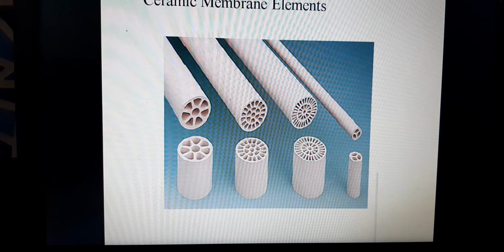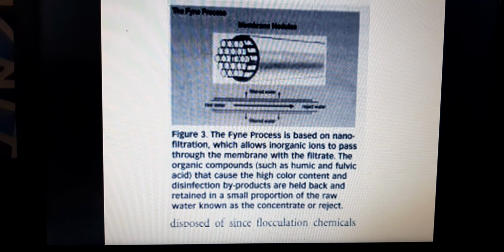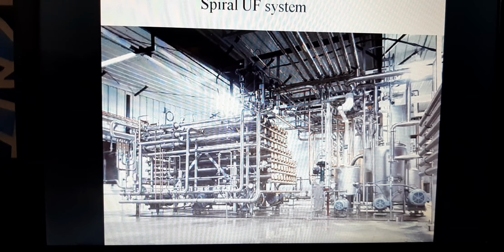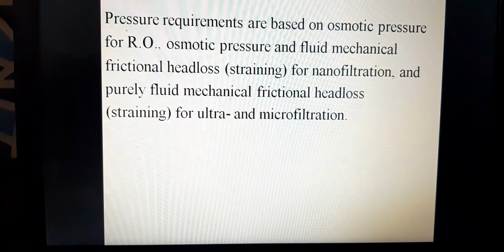These are the models of the pipe type membranes. They are mostly based on ceramic material or polymer based materials. Okay, these are the diagrams of the membranes. This is a spiral ultrafiltration system.